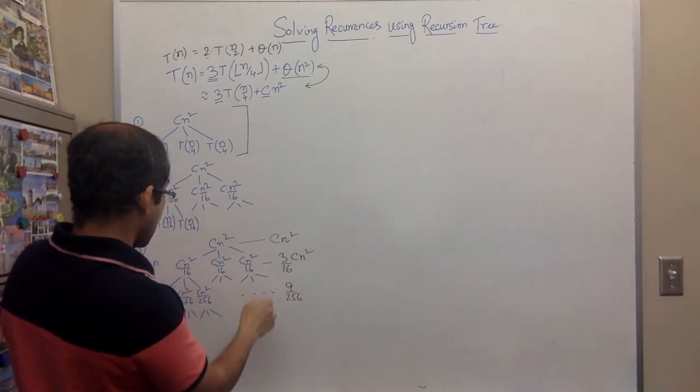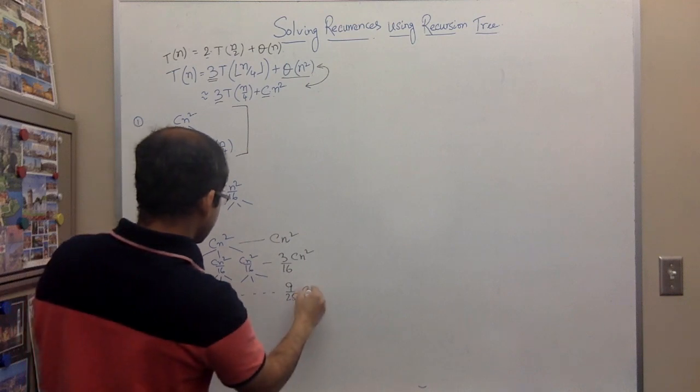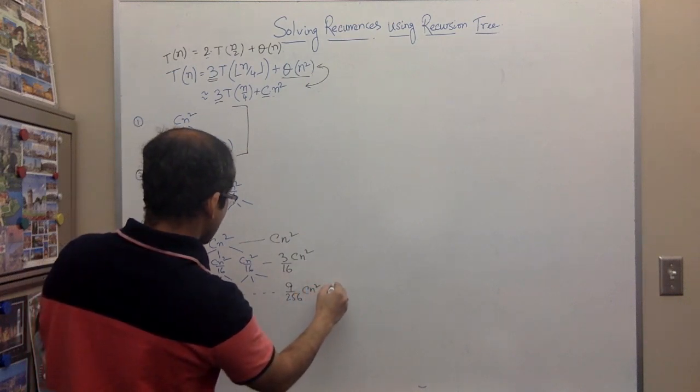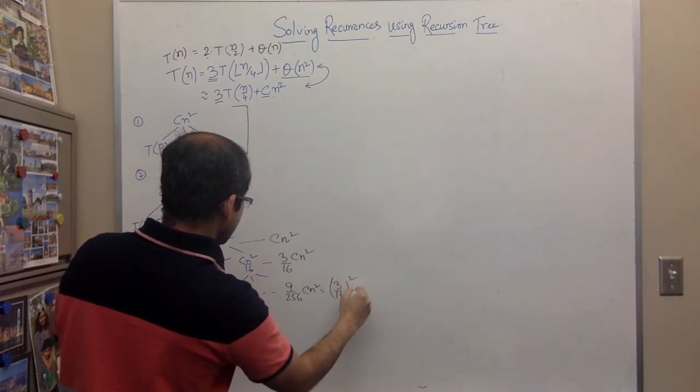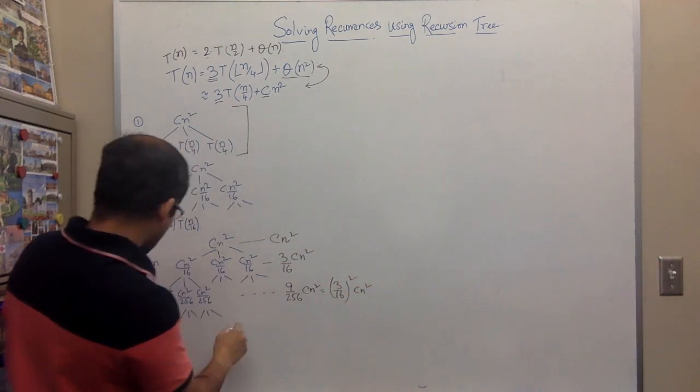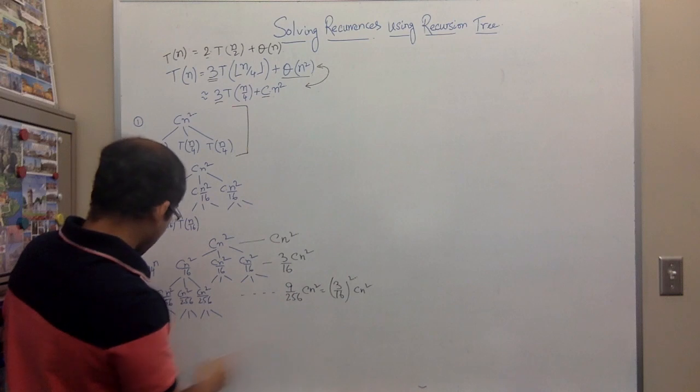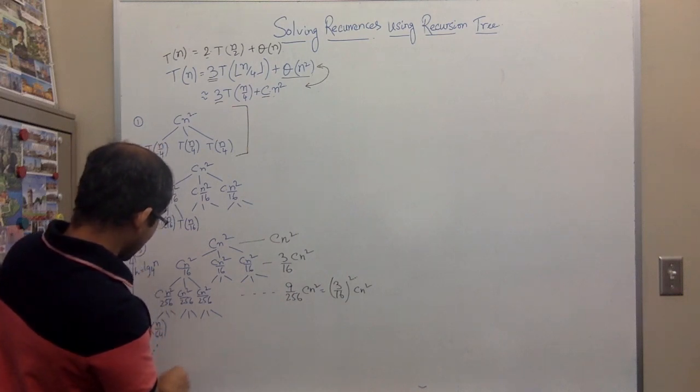Yes, Cn squared 9 times. So 9 by 256 Cn square, which is again equal to (3 by 16) whole square Cn square. Okay, so in that way at every level you will see the pattern continue.